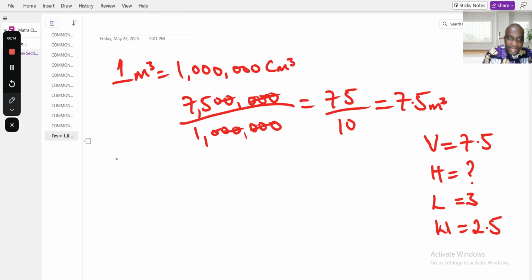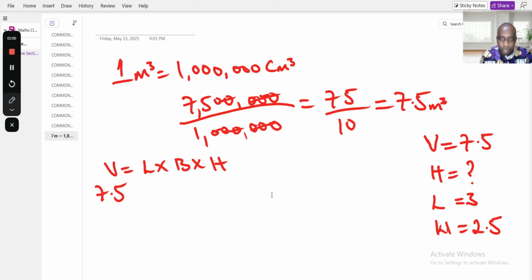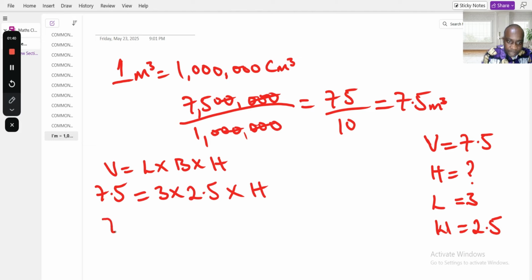Now let's apply the formula. This is the formula: length times breadth times height. What is our V, which is the volume? The question has given us the volume already, which is 7.5. What is our length? Our length is 3. What is our breadth? 2.5. What is our height? We don't know yet. That's what we are looking for. 7.5.